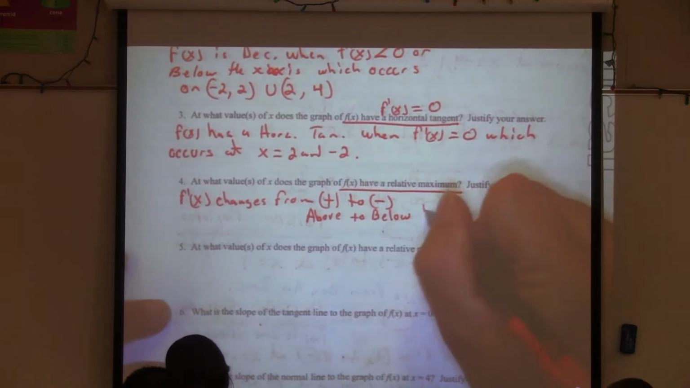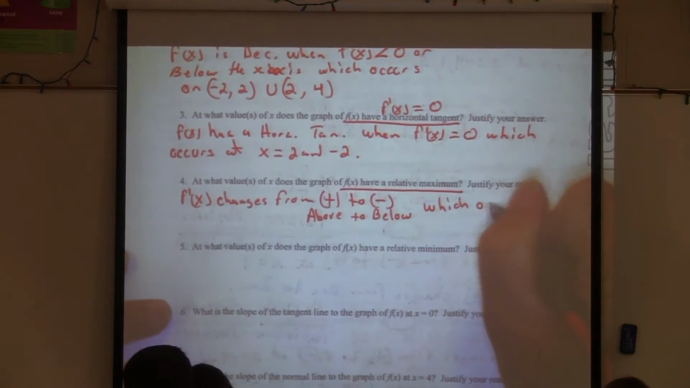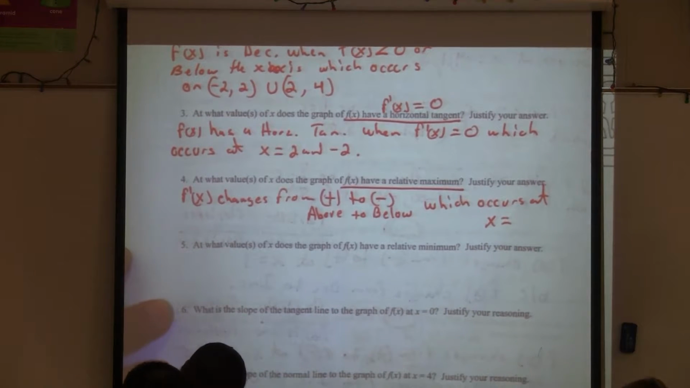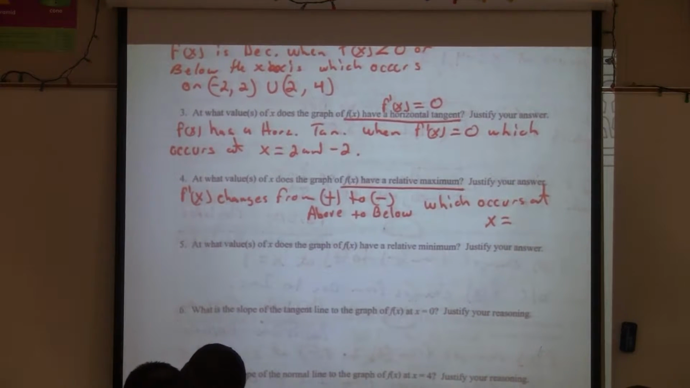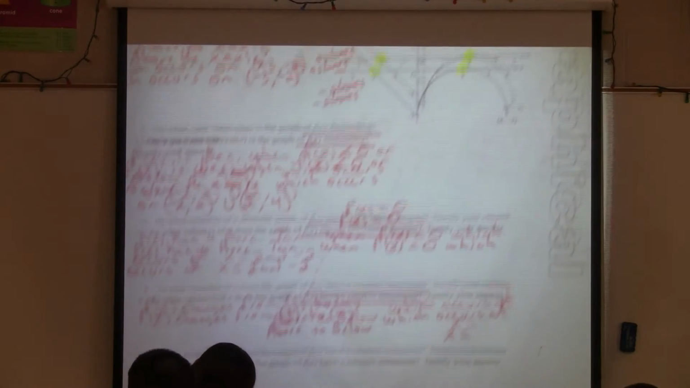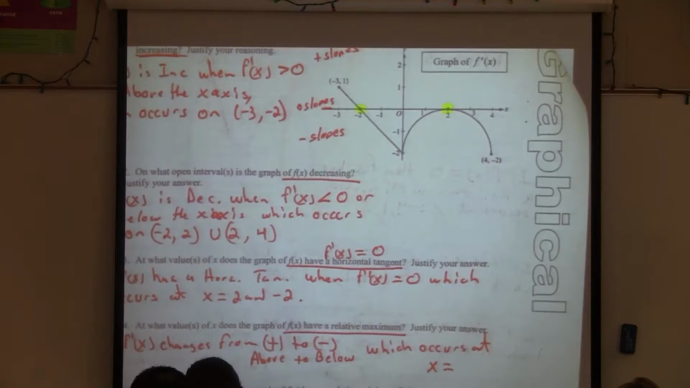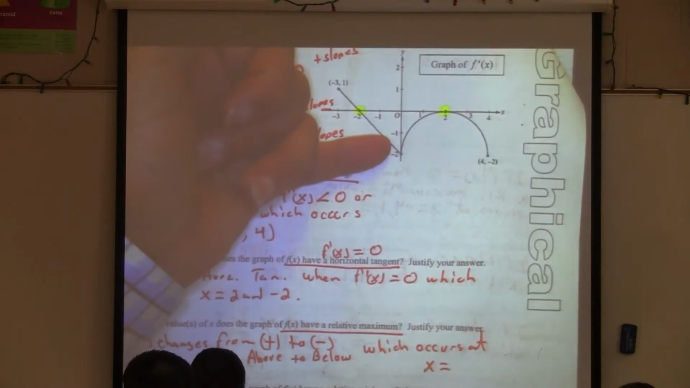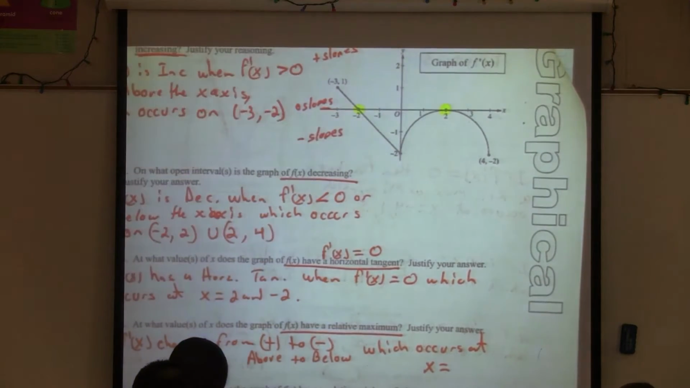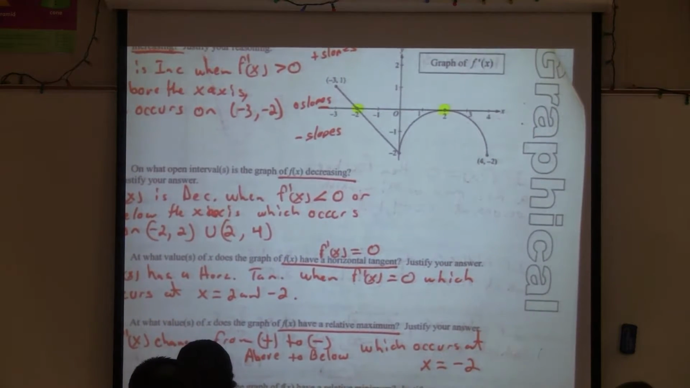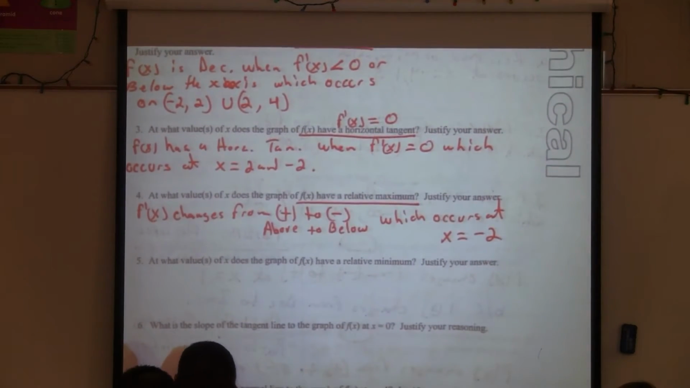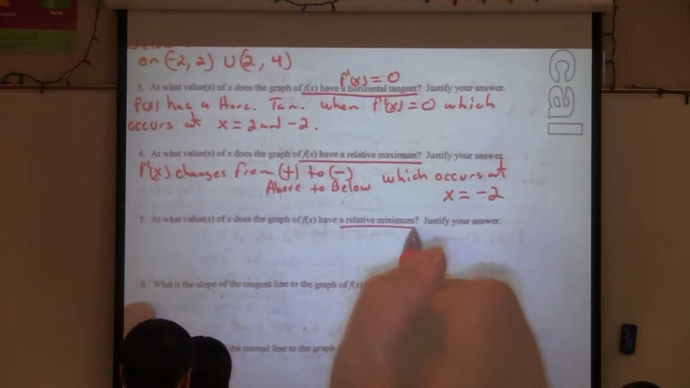And where does that occur? So when does it change from being above the x-axis to being below the x-axis? And at what x value? At negative 2. Are we above here? Yes. Are we below? Yes. So it changed at what number? Negative 2. Only at negative 2? Very good.